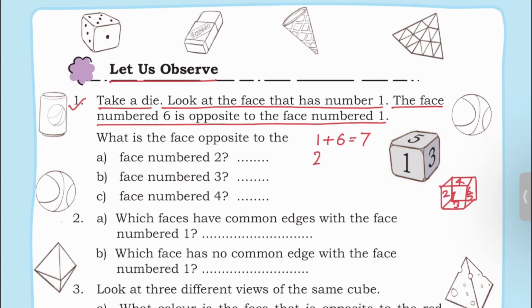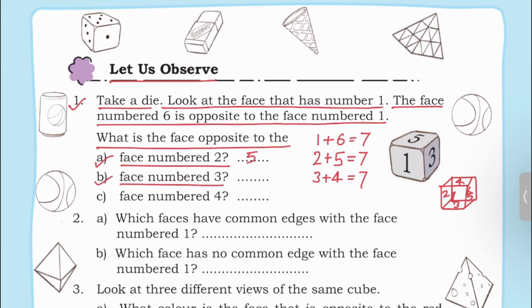Similarly, for the face having 2 written on it, the opposite face will have 5, such that their sum will be 7. Similarly, the face having 3 written on it will have 4 on the opposite face, such that the sum is 7 again. What is face opposite to the A? Face number 2. The answer is 5. B. Face number 3. The answer is 4. Face numbered 4. The answer is 3.